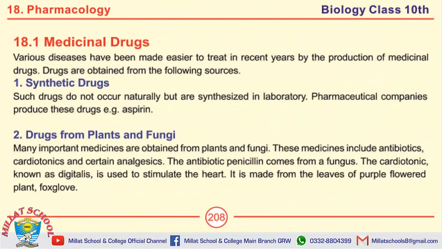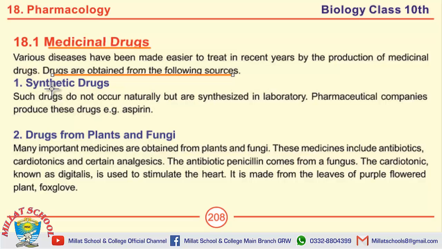Next, well students, the first type of drugs, that is medicinal or pharmaceutical drug, has been discussed. Next, medicinal drugs, write sources of drugs. This is the first short question on this page. Drugs are obtained from the following sources. There are 5 sources of drugs that have been discussed over here.